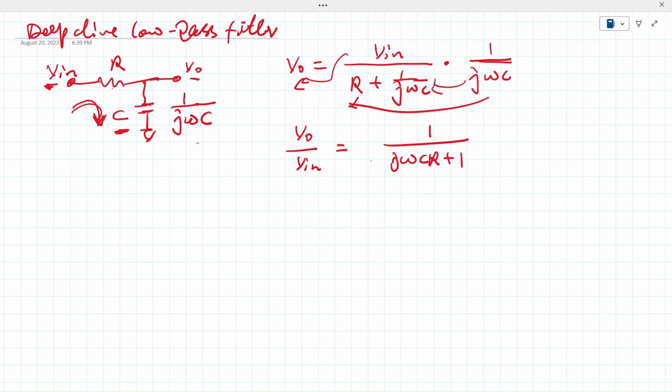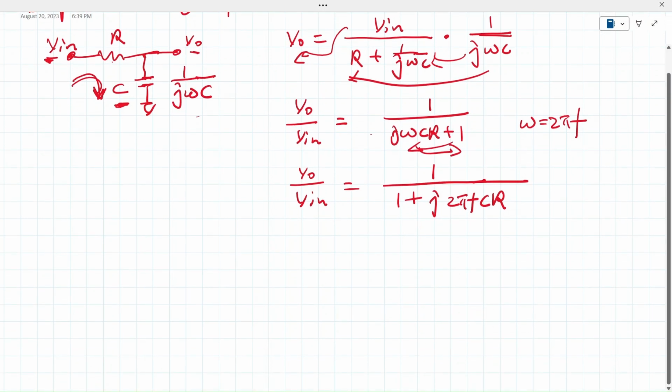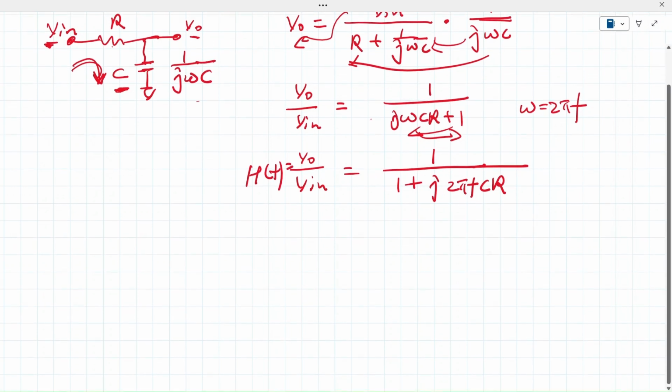And we know omega equals 2 pi f. So we have V out over V in equals 1 over 1 plus j 2 pi f CR. I just move the omega CR to this side and 1 to this side, so you have this familiar format. This is the transfer function of a low-pass filter.